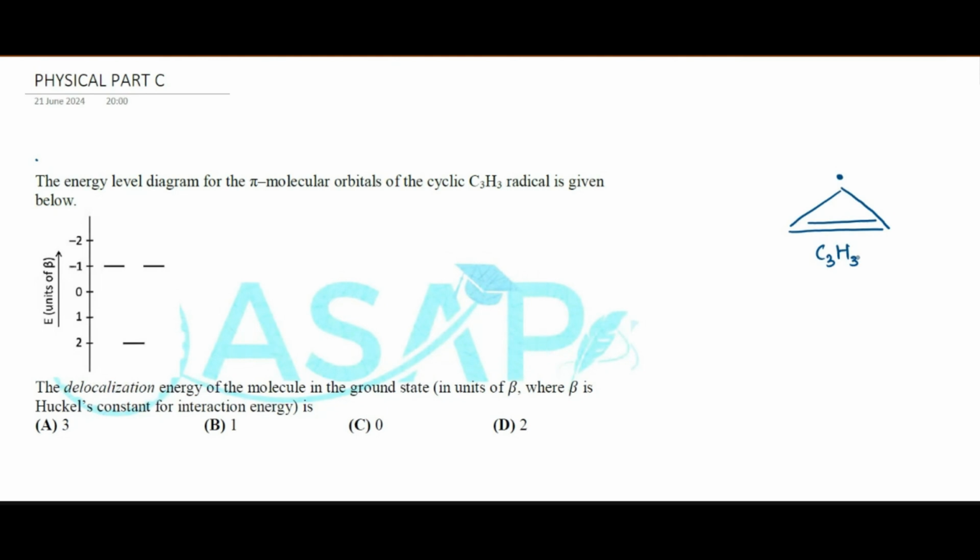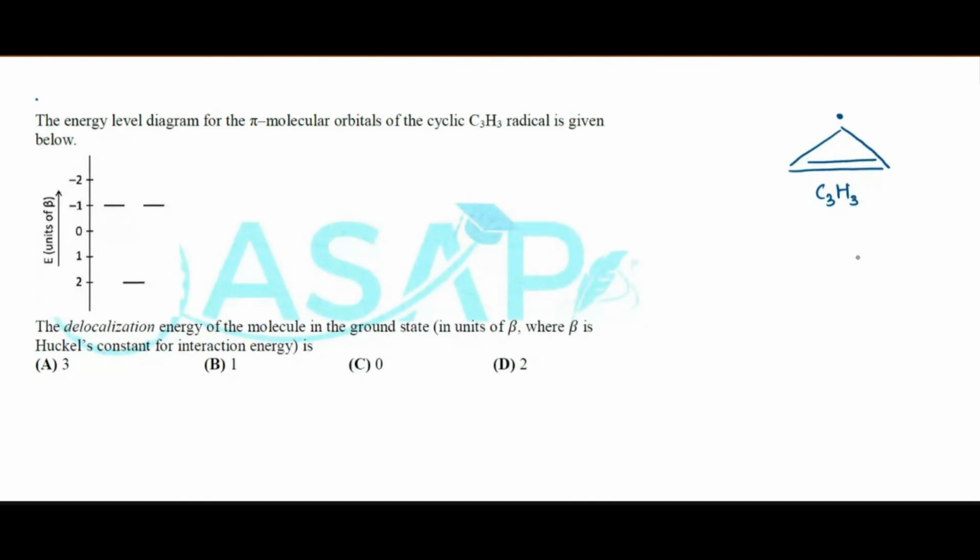The delocalization energy of the C3H3 radical, in units of beta, is the question. Okay, so here we only need to talk about C3H3. Make sure that you learn all the systems: you have to study ethylene, C3H3, cyclopentadiene and benzene, and make sure that you learn all those. Huckel molecular orbital theory comes as a direct 4-marker question, so don't miss that portion.